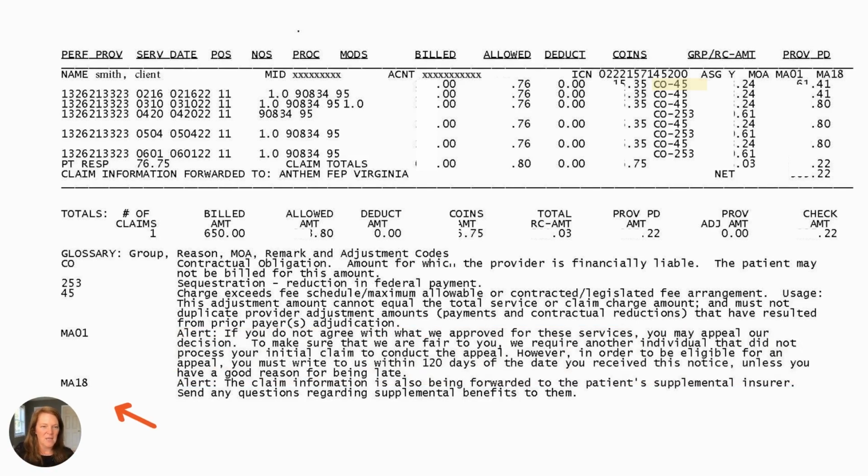And then lastly, this MA18 is just saying they did already forward this onto the secondary, so you do not need to do that in this case. You will not see this a lot. In most cases, you are responsible for forwarding on yourself to the secondary. Okay, so I hope that helps some, and if you have any questions, let me know.